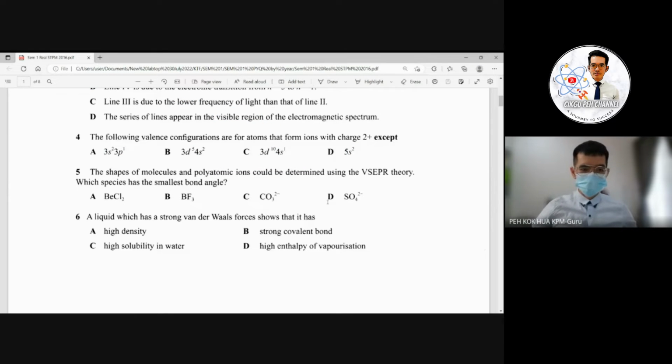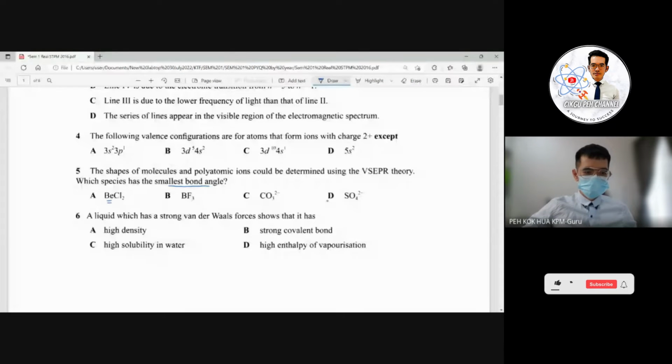Let us read the question together first. The shape of the molecule and polyatomic ion could be determined using the VSEPR theory. Which species has the smallest bond angle? So for this question, you need to identify which species here has the smallest bond angle. So you may draw the molecule shape for each compound here, so that you can identify the bond angle for each species. So for A, beryllium chloride. So beryllium chloride will have the linear shape like this.